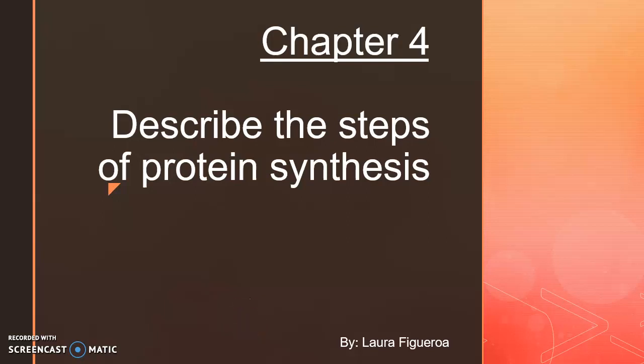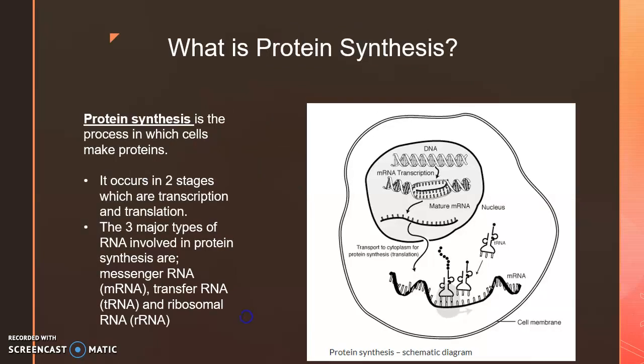This is Chapter 4, describing the steps of protein synthesis. What is protein synthesis? Protein synthesis is a process in which cells make proteins. It occurs in two stages, which are transcription and translation. The three major types of RNA involved in protein synthesis are messenger RNA, also known as mRNA, transfer RNA, also known as tRNA, and ribosomal RNA, which is rRNA.